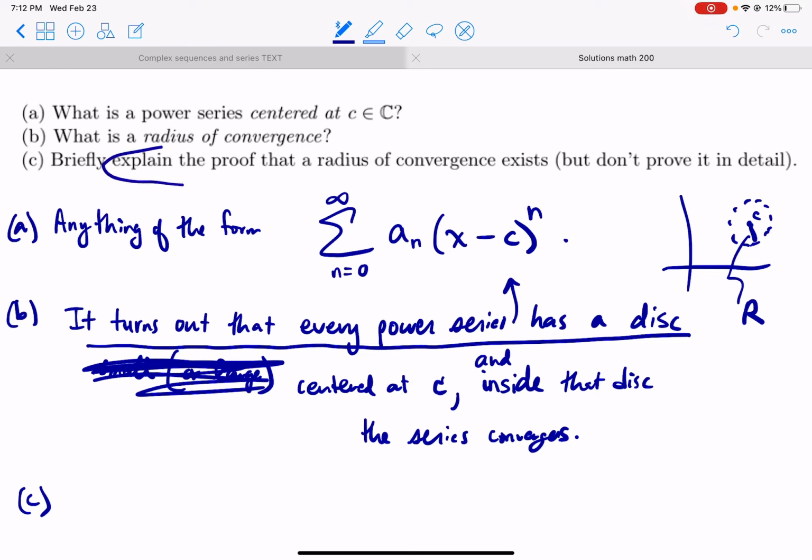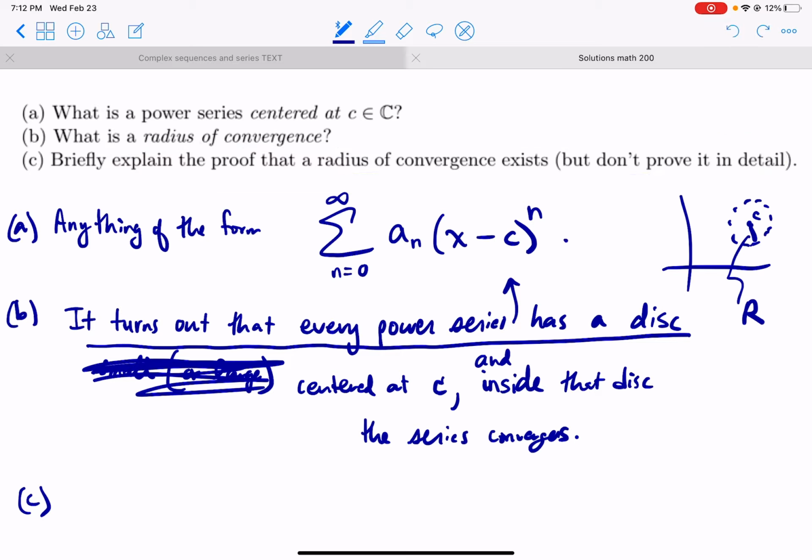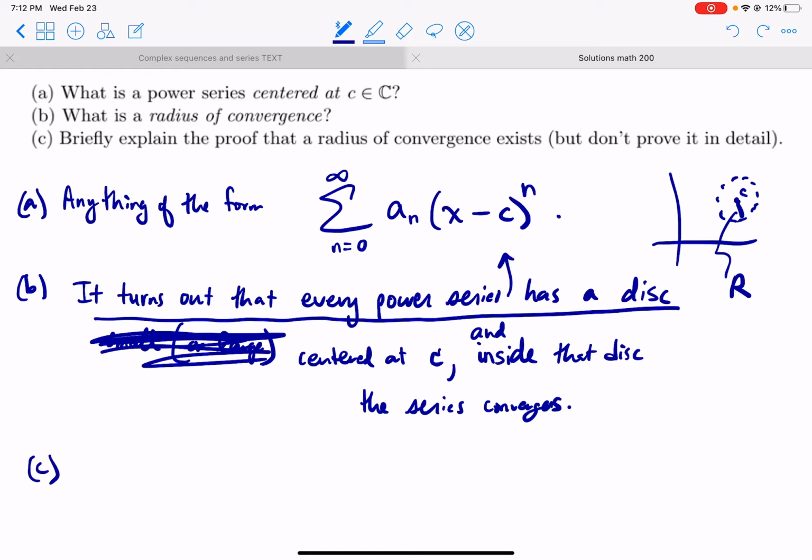C, briefly explain the proof that the radius of convergence exists. Don't prove it in detail, just give the idea. So, the ratio test. The proof of the ratio test shows, what does it show?